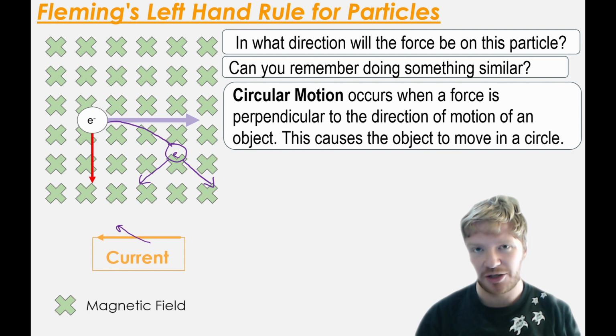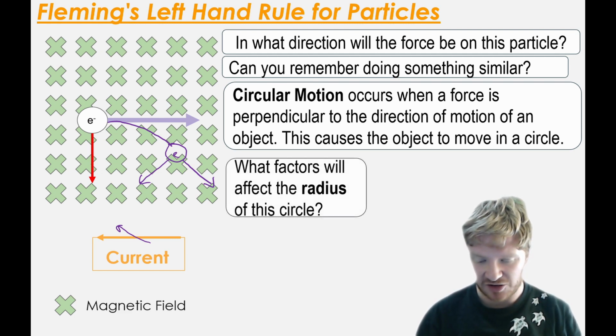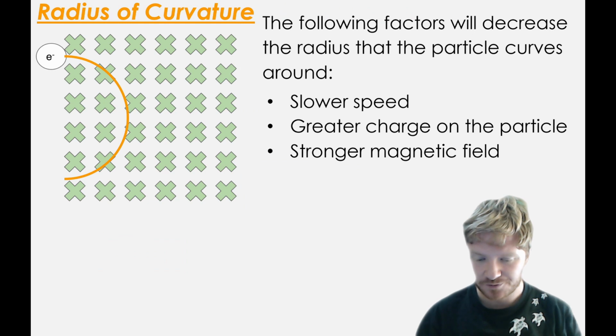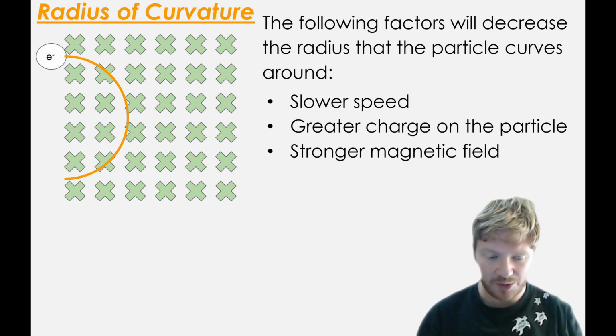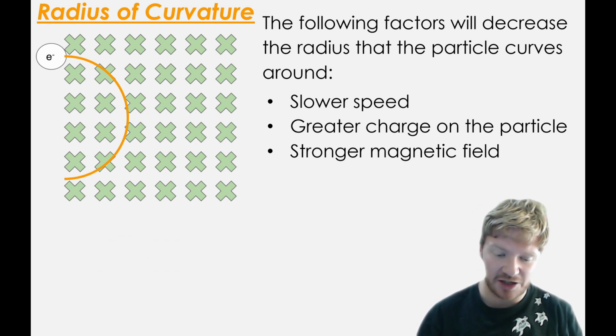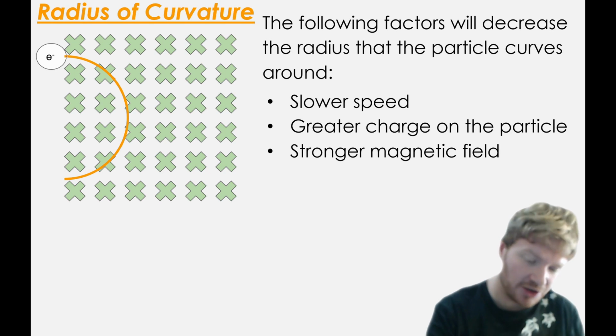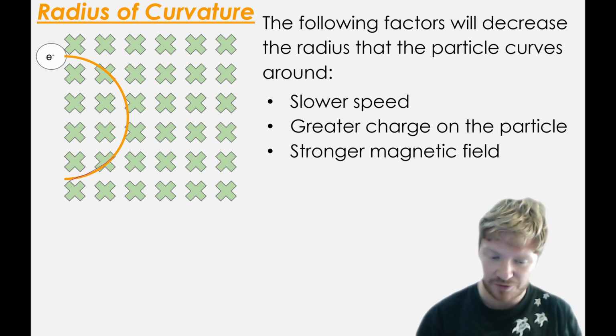We've seen that with circular motion. So something moves in a circle when a force is perpendicular to the direction of motion of an object. And that makes it go in a circle. So, what's going to affect the radius of that circle? What will happen in reality is if I have an electron in a magnetic field, the electron is going to travel around in a circle like this.